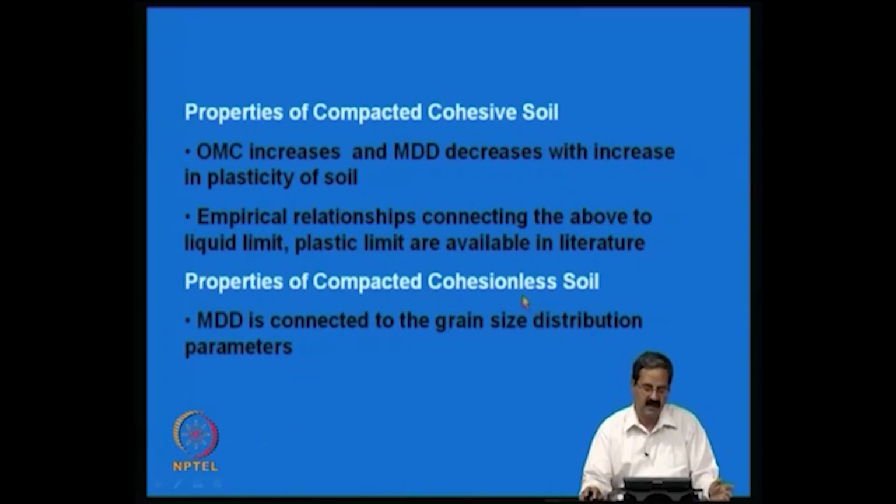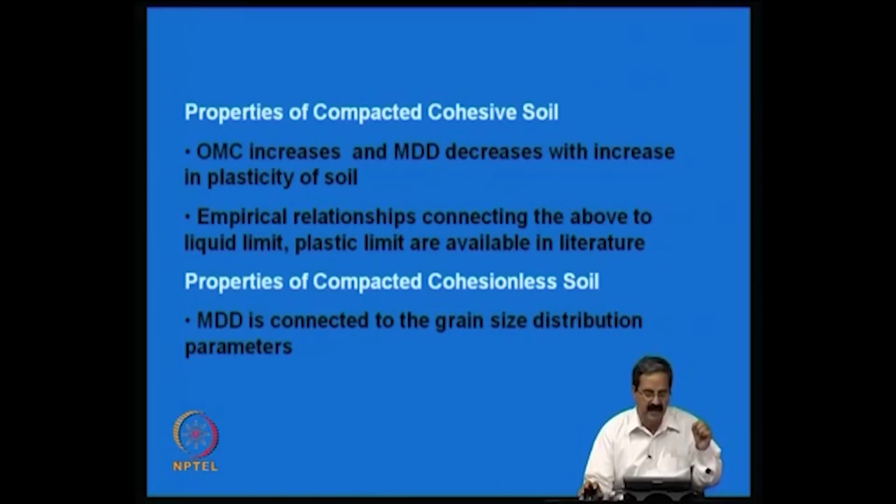In the case of cohesionless soils and even fly ashes and other materials, the maximum dry density is connected to the grain size distribution parameters, because grain size distribution means D10, D60, D90 and all those parameters. If it is a well graded material, D60 and D10 have some ratios, or D90 and D20 have some ratios. If the material is not well graded, they are in the same range.